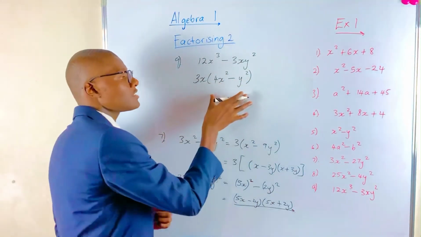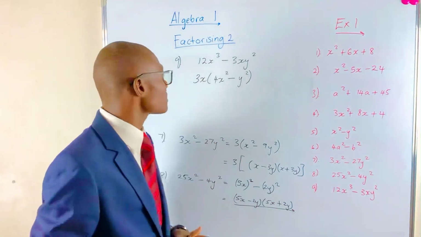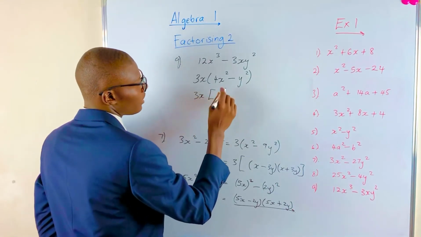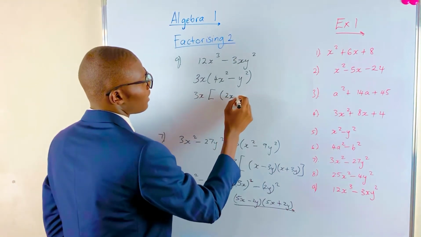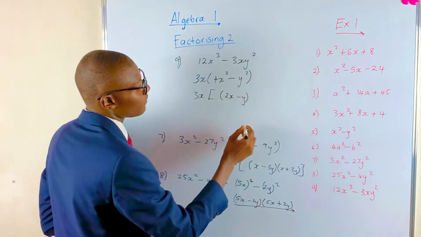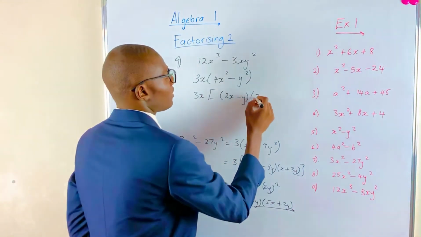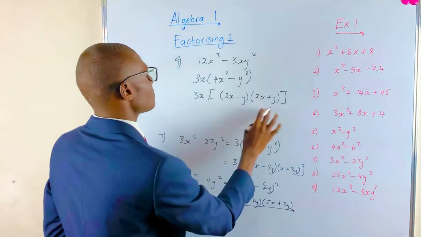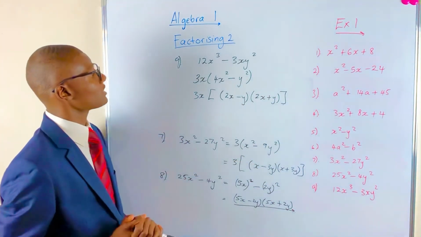And then for this expression inside the brackets, we can see that there's a difference of two squares. So we now have 3x, the square root of 4x squared being 2x, minus the square root of y squared being y. And then here we say 2x plus y. So this will be the result that we get after we've factorized number 9.